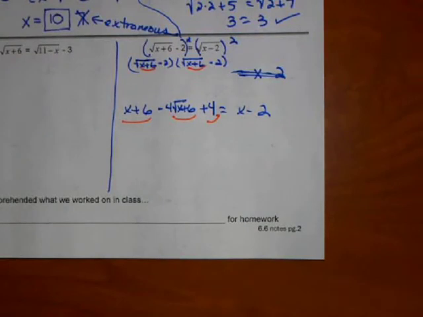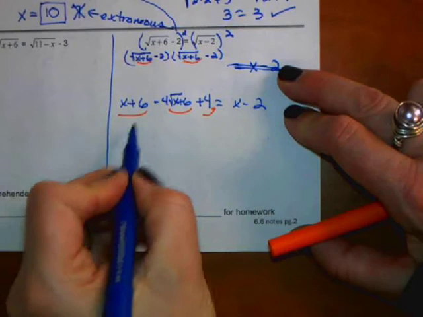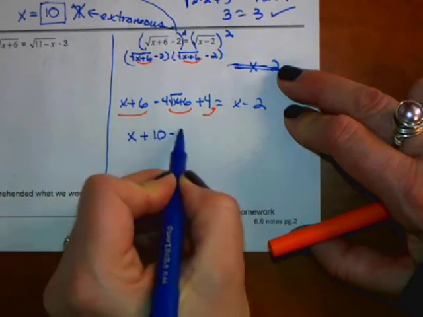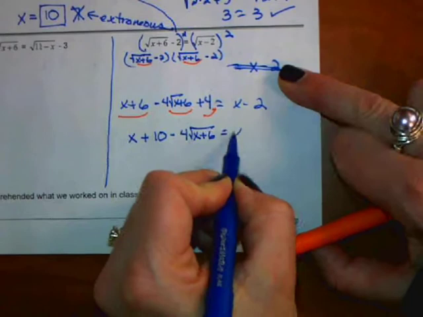Wasn't that fun? No. Don't freak out too much about these problems. These are like the challenge, the mother of all the problems. Okay? Negative 2 times negative 2. The last term is plus 4. Then you combine, and you get x plus 10 minus 4 times the square root of x plus 6.